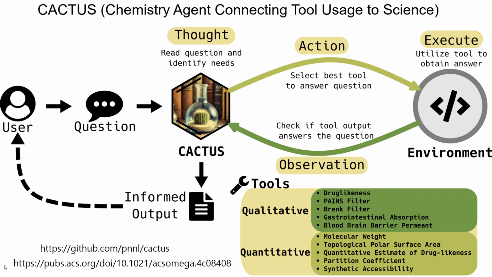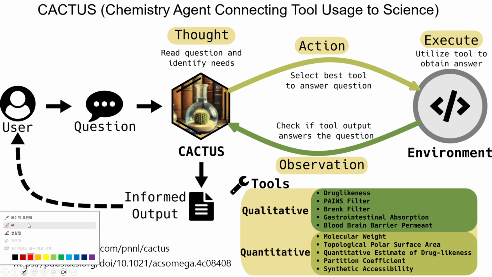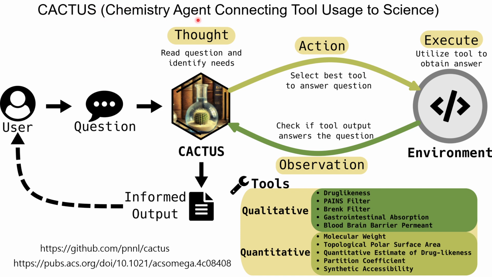Here, CACTUS is one example of a chemistry agent, and in this hands-on session, we're gonna reproduce part of CACTUS. So a user may ask a question which requires some analysis, and CACTUS, based on the user prompt, finds relevant tools to give an accurate answer.